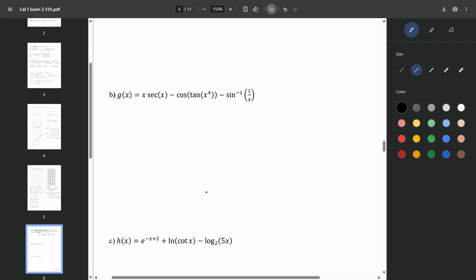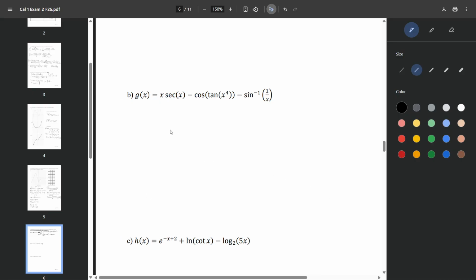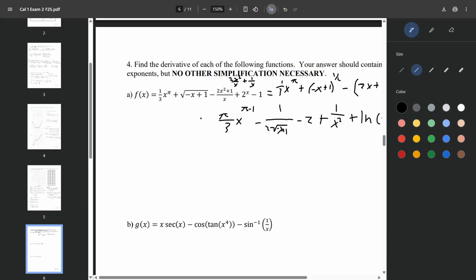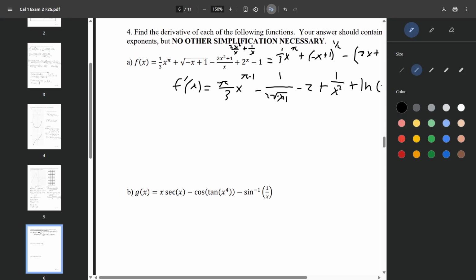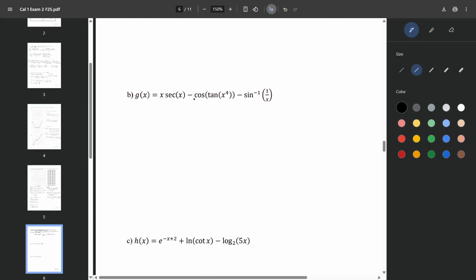Next up, B, g of x equals x times secant x minus cosine of tangent of x to the power of 4 minus inverse sine of 1 over x. Also, I almost forgot, I should put equals to the derivative for our previous equation. Just to clarify, that is the derivative.